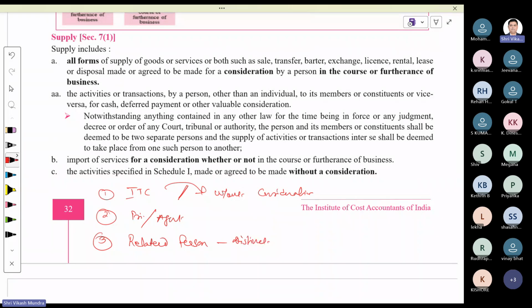What do you mean by distinct person? Anyone? Anyone? What do you mean by distinct person? Try to understand the concept.